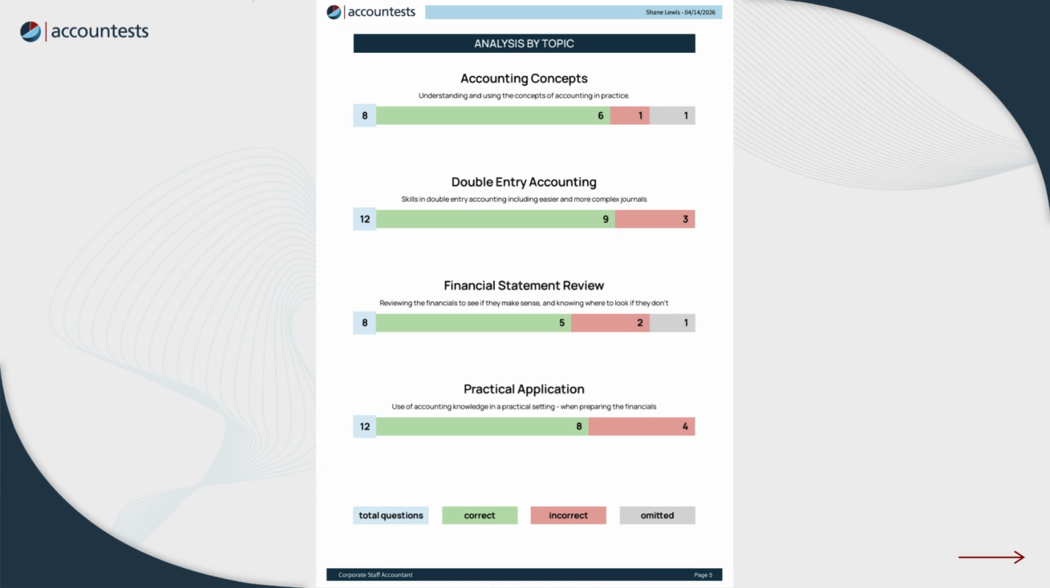The topics we've covered are accounting concepts, so that's understanding some theory around accounting. Double entry accounting or debits and credits, so making sure there's an intuitive understanding of debits and credits. Financial statement review, so making sure that candidates can review the financial statements and see issues and know where to look for problems. And then the practical application, which is bringing all this together when preparing the financials.